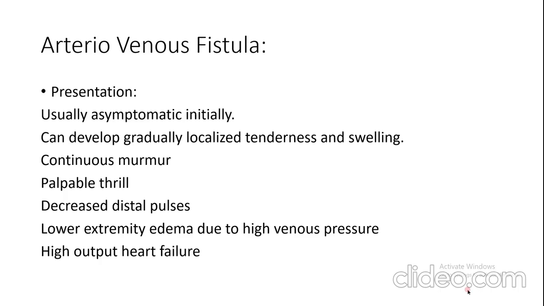It usually develops due to increased shunting of blood through the AV fistula, and there is increased venous return towards the right side of the heart, which ultimately leads to increased blood in the left side of the heart. As a result, this leads to high output heart failure and more blood in the pulmonary circulation, which leads to pulmonary edema.